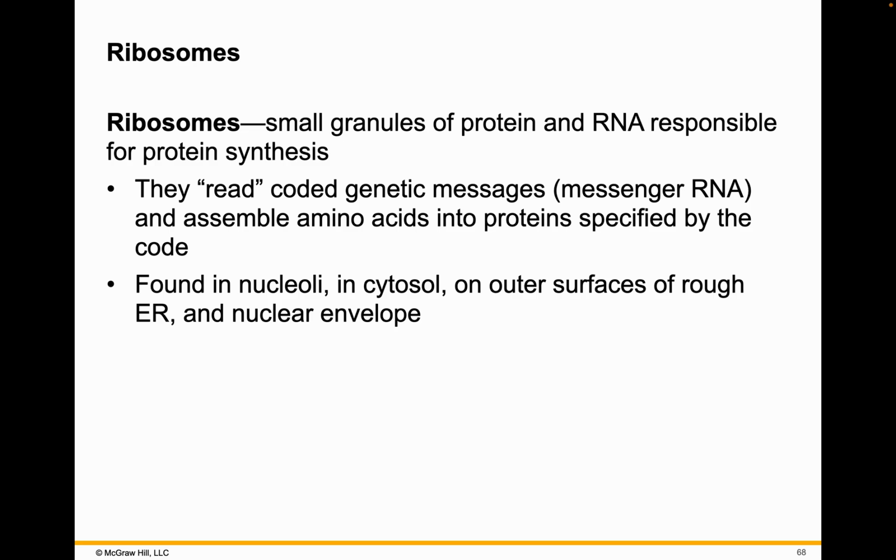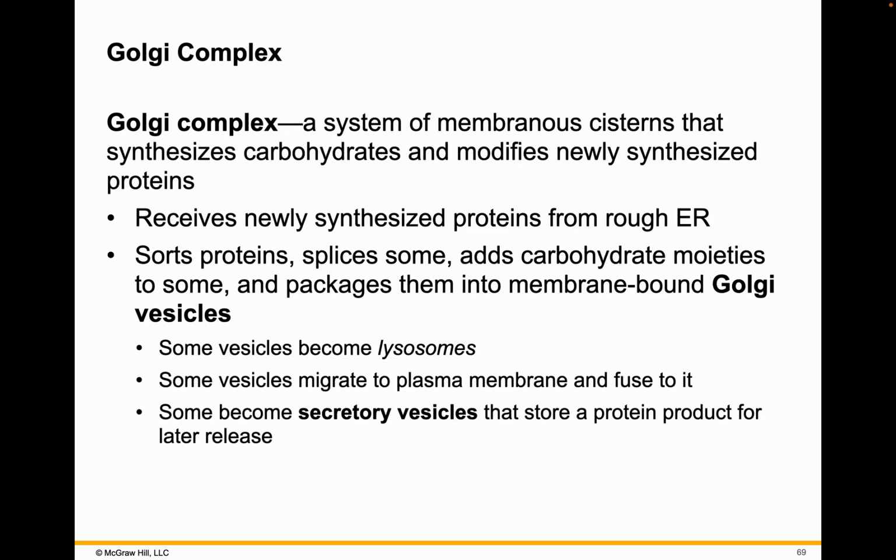Ribosomes are granules of protein and RNA that are used to build proteins. They can read the genetic code, the messenger RNA, and they provide a platform for the assembly of the amino acids into proteins as it's specified in each code. We find them in nucleoli, in the cytosol, and on the outer surface of rough endoplasmic reticulum.